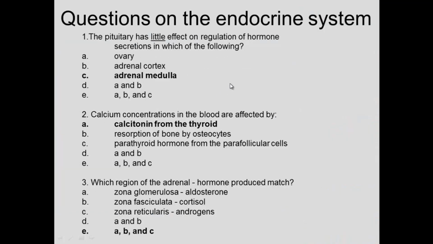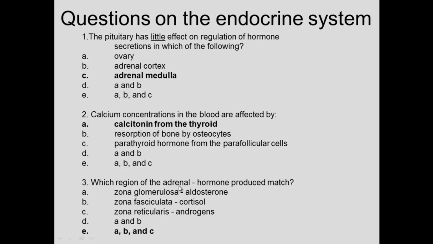A couple questions. The pituitary has little effect on regulation of hormone secretion from which of the following? Ovary, little? No, it has a lot. Adrenal cortex, a lot. Adrenal medulla, no. And so the answer is C. Calcium concentration in blood is affected by calcitonin from the thyroid? Yes. Reabsorption of bone by osteocytes? They don't reabsorb bone. Parathyroid hormone from the parafollicular cells? Parathyroid hormone comes from the parathyroid, not parafollicular cells. That's the one that produces calcitonin. So the answer is A.